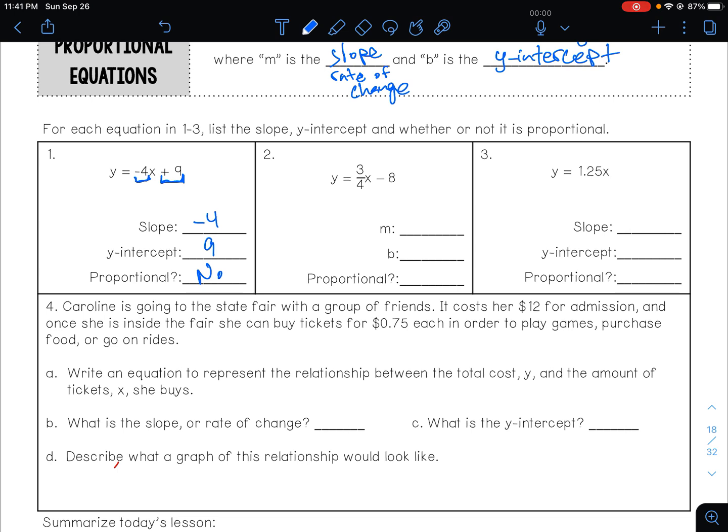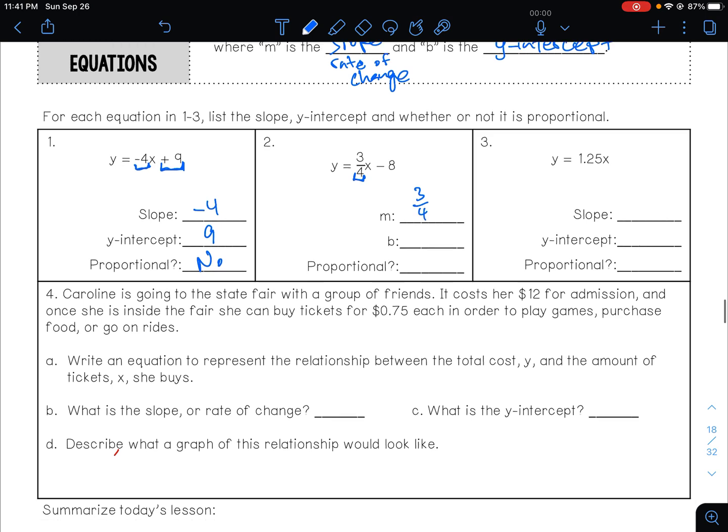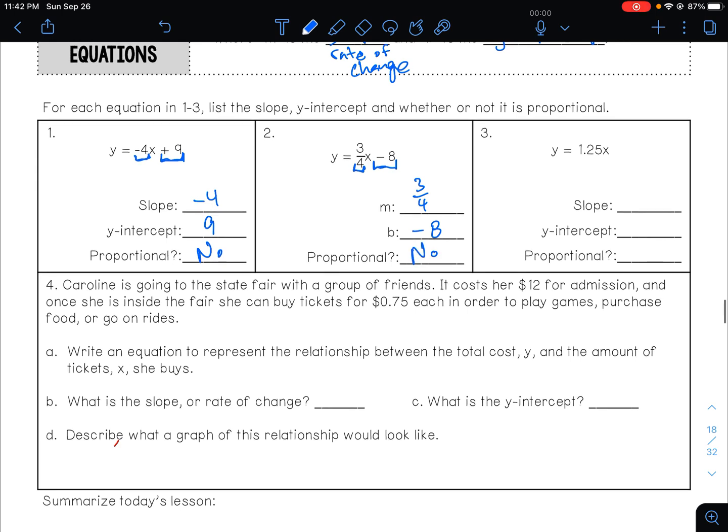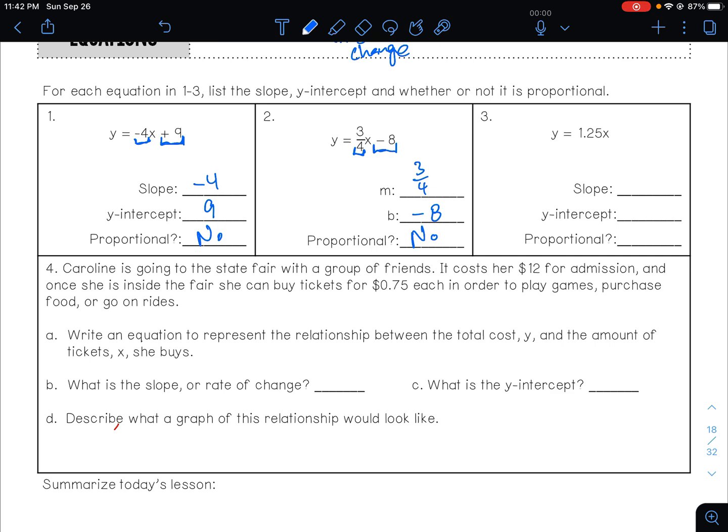Slope right here is what's multiplied by x. It's this right here, 3/4. What's our y-intercept? You may be thinking it's 8, but no. It is in fact negative 8. Proportional? Again, no, because it's got a y-intercept. Number 3, our slope is what's being multiplied with x. That's 1.25. Our y-intercept is, is there a number that we're adding or subtracting to this? No, there is not. So we would say our y-intercept is 0. Is it proportional? Yes, it is, because the y-intercept is 0.